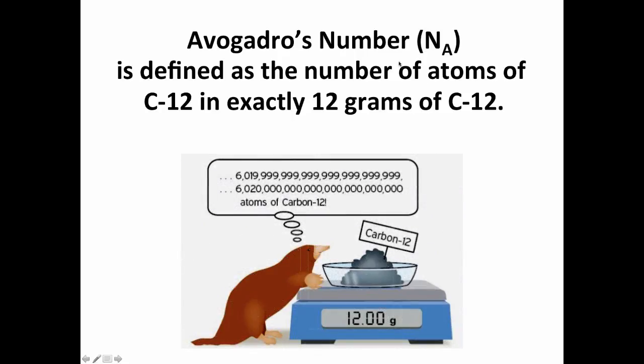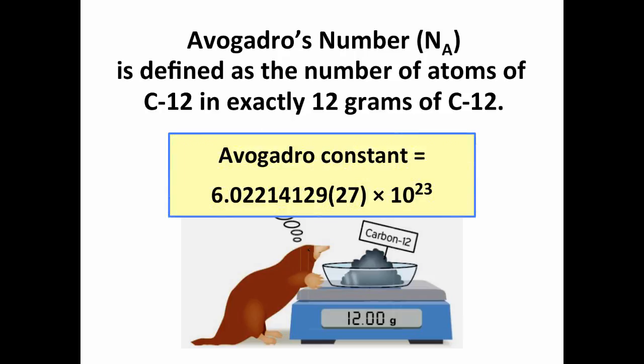So if we were able to pile carbon-12 atoms, only the isotope carbon-12, on a scale and get it up to exactly 12 grams and then count how many atoms we have, what we would end up with is a really, really large number, and it's exactly, to a lot of significant figures, 6.02214129 times 10 to the 23rd. We'll usually just use 6.02 or 6.022 times 10 to the 23rd for the Avogadro constant or Avogadro's number.